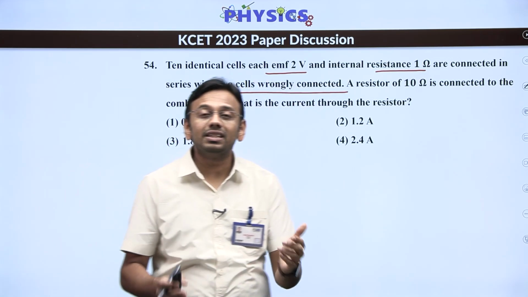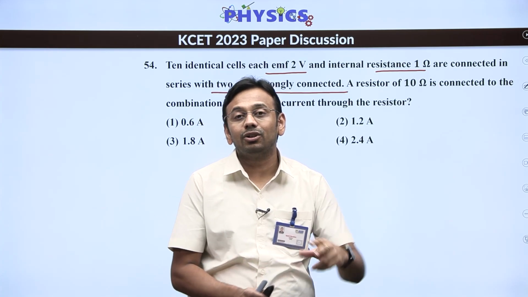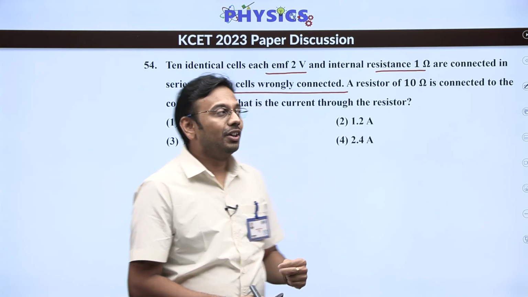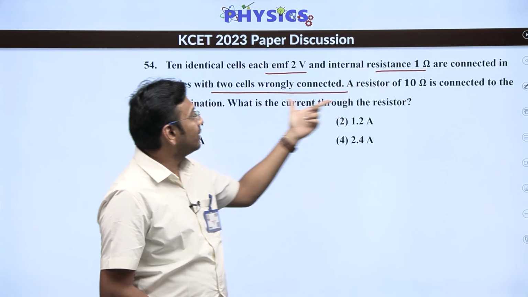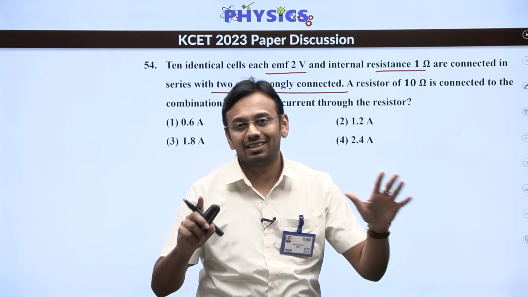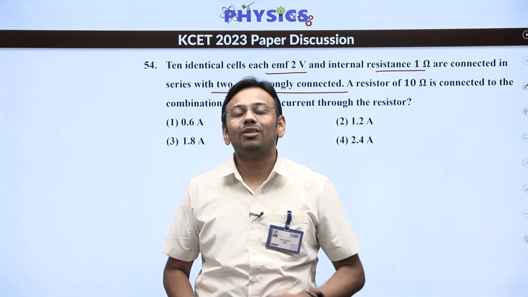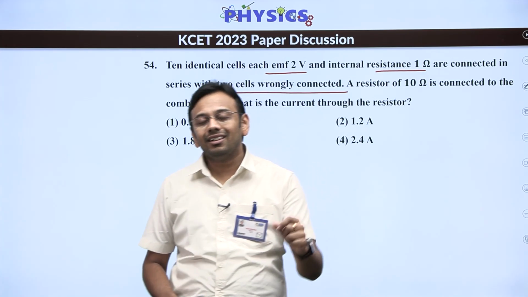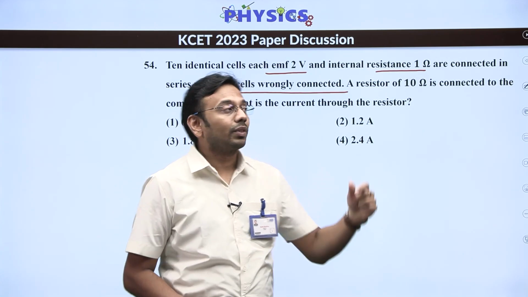No, what will happen is they will cancel out the effect of 2 more cells. So, out of 10 cells, we can say the effective EMF will be there only due to 6 cells. Okay, this is one of the very common errors which can happen here while solving.